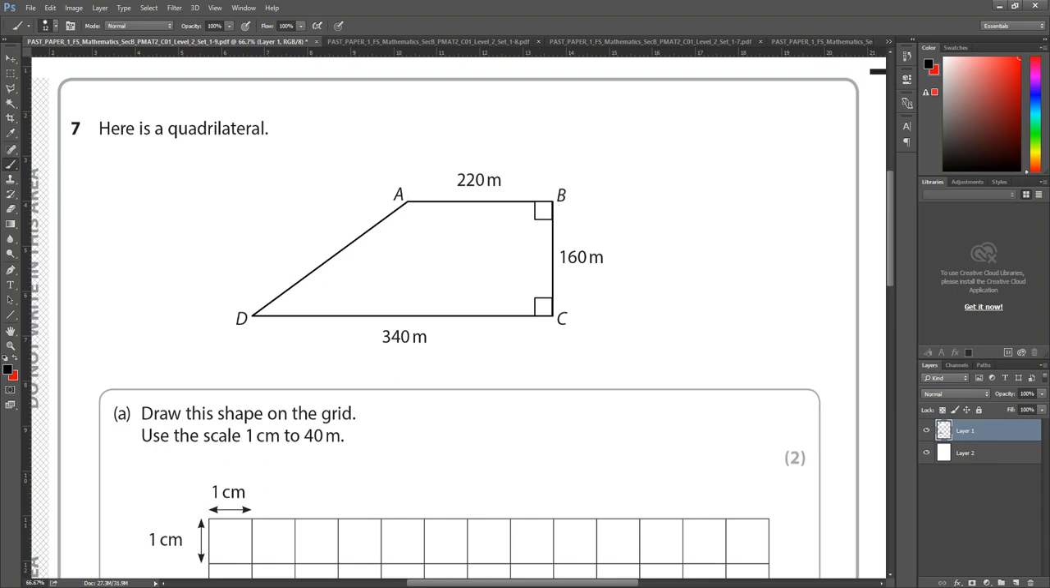Question 7. Here's a quadrilateral. Draw this shape on the grid. Use the scale 1 centimeter to 40 meters.